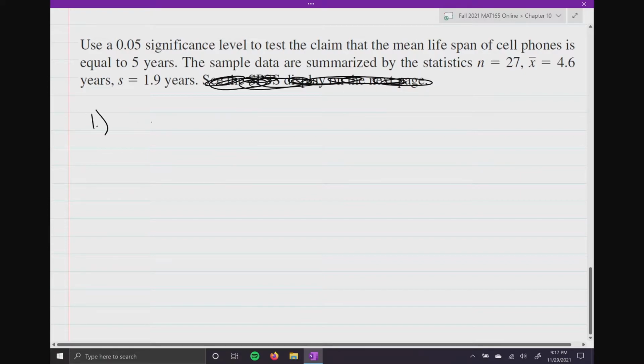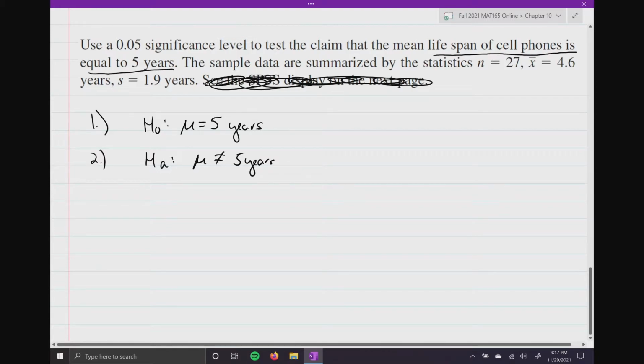Our null hypothesis, well, that's going to be mu is equal to 5 years. The alternative, which is step 2, mu does not equal 5 years. Now, if you're asking yourself, how did I get not equal to 5 years so quickly? If you read the question, the very first sentence says, test the claim that the mean lifespan of cell phones is equal to 5 years. Well, what's the opposite of equal? Not equal. This doesn't say anything about less than or greater than. It just says it's equal to. So what we need to do is be very careful and just say, okay, we're going to use not equal. We're going to use a two-tailed test. That way we cover all of our tracks.